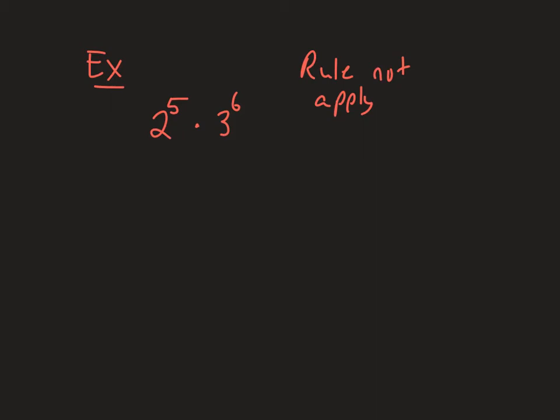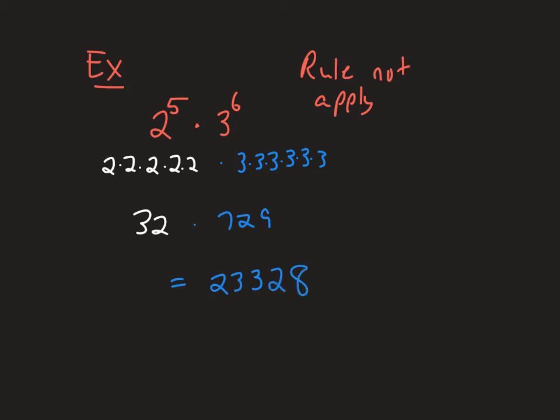So for example, 2 to the 5th power, we just want to know what that would equal. 2 times 2 times 2 times 2 times 2 equals 32. 3 to the 6th power, 1, 2, 3, 4, 5, 6. I'm just doing these on a calculator. 3 to the 6th power is 729. So 32 times 729 equals a big number, 23,328. And that would be the only way to actually simplify this. We can't use the shortcut rule.